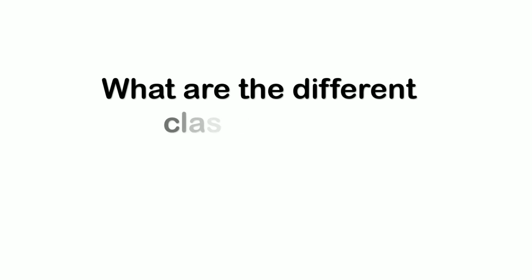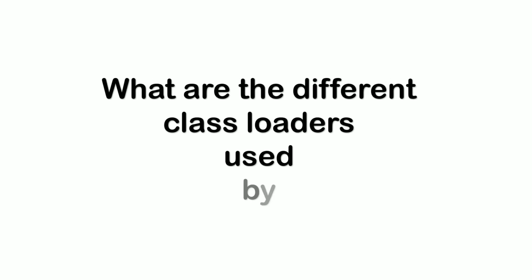The next question is, what are the different types of class loaders used by JVM? So there are three types of class loaders, like one is bootstrap class loader, extension class loader, and system class loader. So coming to the bootstrap class loader, it loads all the standard JDK classes from rt.jar and other core classes. And coming to the extension class loader, it delegates class loading request to its parent.